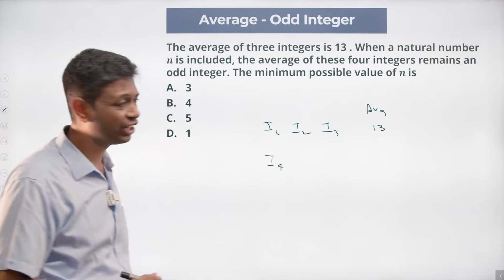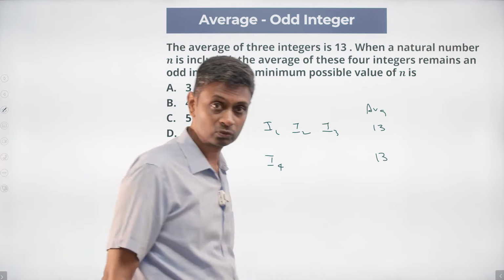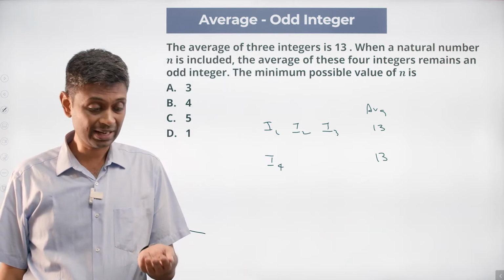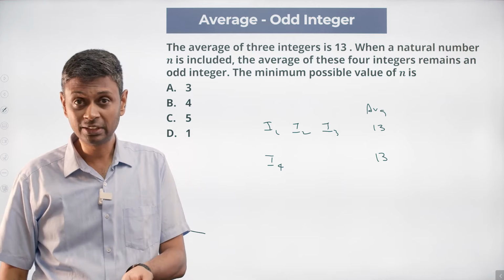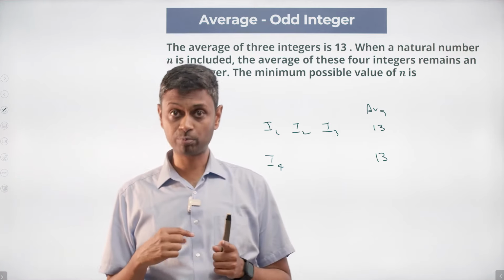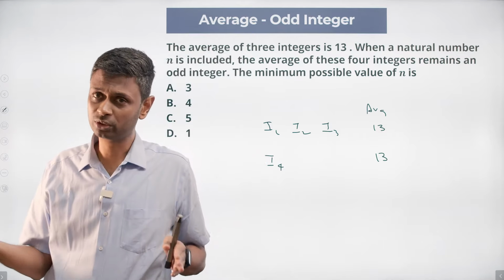Average remains an integer. If the fourth number were 13, the average would be 13. If the fourth number is more than 13, the average will increase. If it is less than 13, the average will decrease. It remains an integer, so the excess brought in by the fourth number should be equally distributable across these numbers.